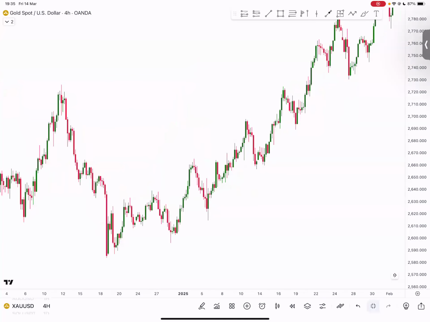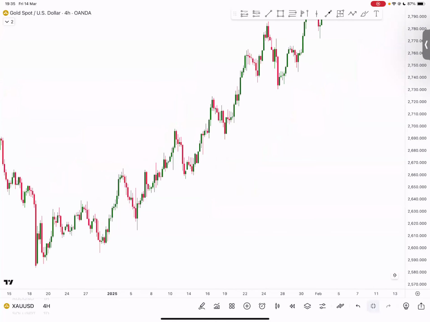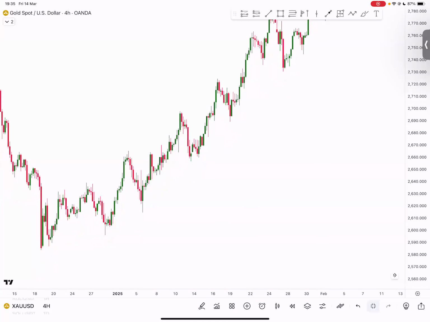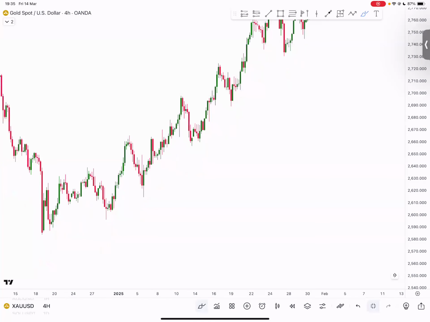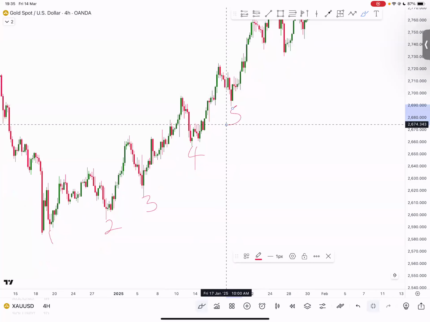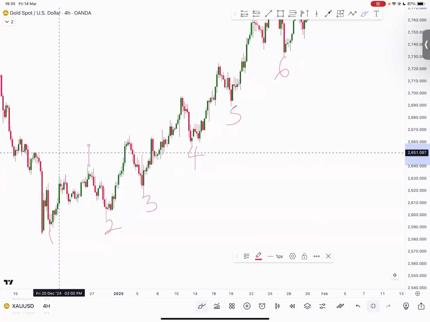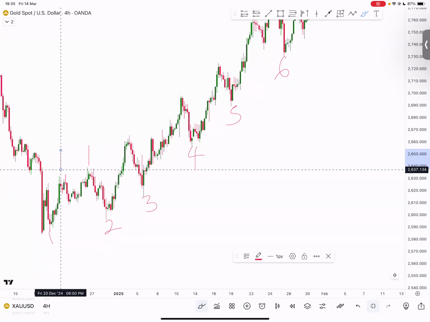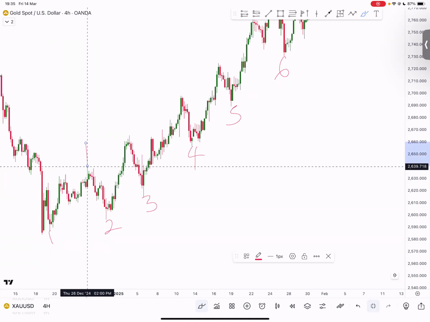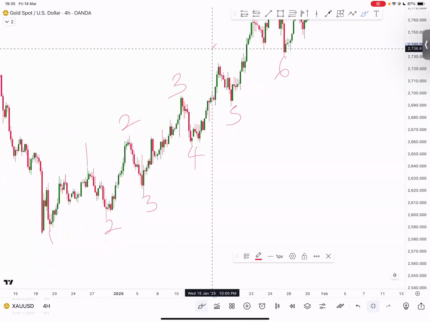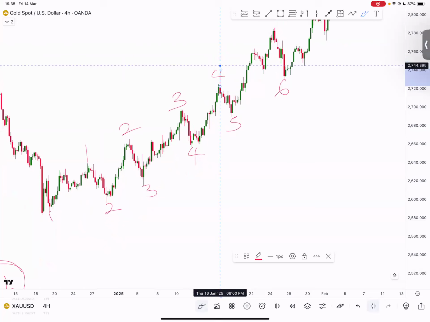You can see that the same thing happened here again. We had low one, we have low two, we have low three, low four, low five, we have low six. We have high one, high two, high three, high four, we have high five at this point, right?